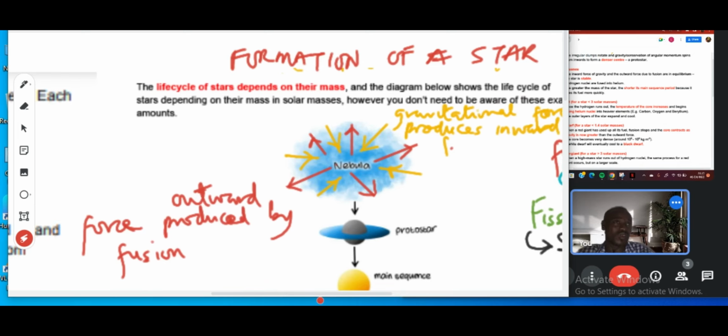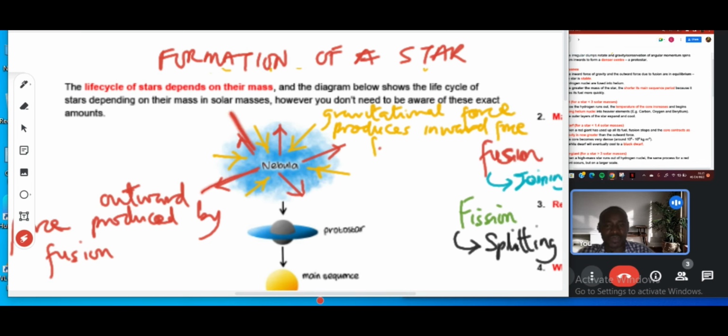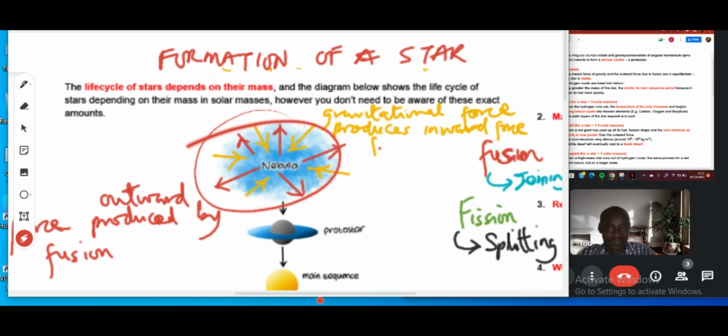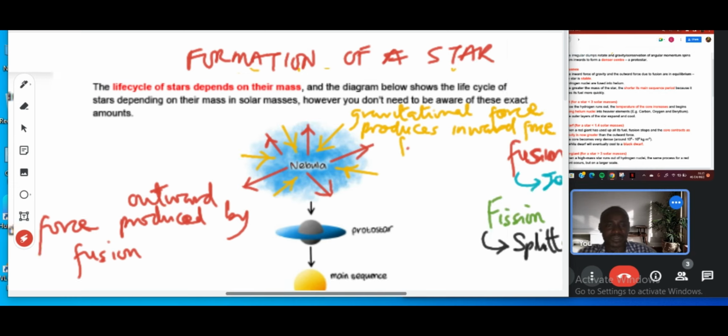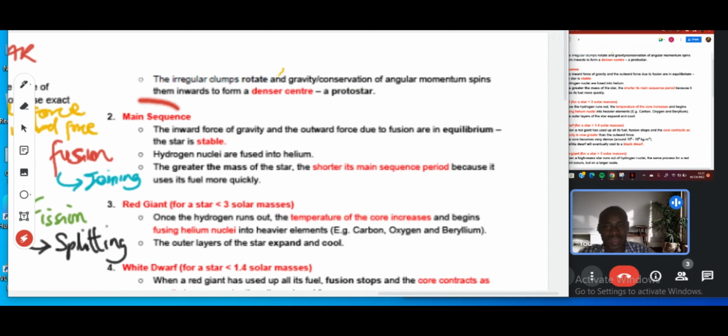An example is two hydrogen atoms. You know, it has a very small mass. And when they fuse together, they form helium. So that fusion will also produce a force acting outwards. And when the two forces balance, a main sequence star is formed. Okay, so you can now go ahead and read everything about the main sequence star.